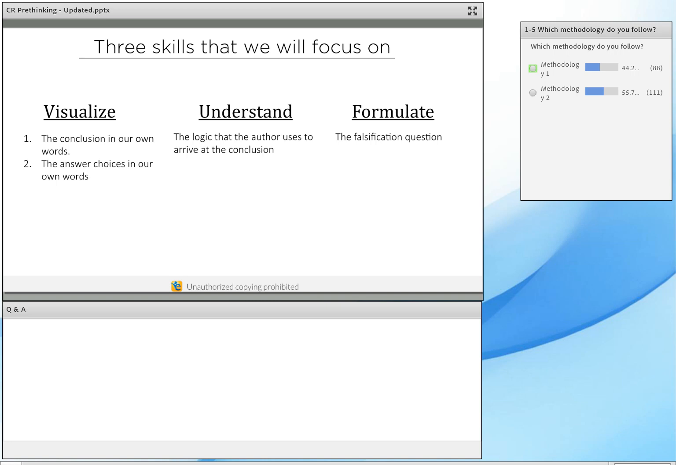And if you understand the logic, this third piece, which is formulating what we call a falsification question, which is the essence of pre-thinking, is going to become fairly simple. But for each argument that we work with today, and we're going to work with 6 arguments today, we're going to do all of these 3 things.